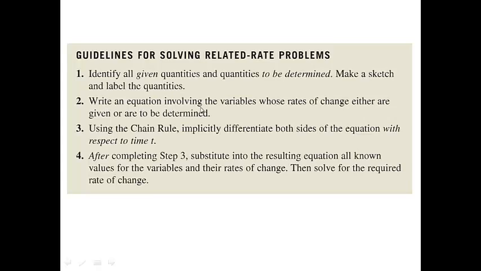Write an equation involving the variables. So in the case of the last problem, we need A is equal to pi r squared, okay, whose rates of change either are given or are to be determined. Use the chain rule, implicitly differentiate both sides of the equation with respect to time. These are usually rates of time, okay, and after completing step 3, substitute into the resulting equation all known values.